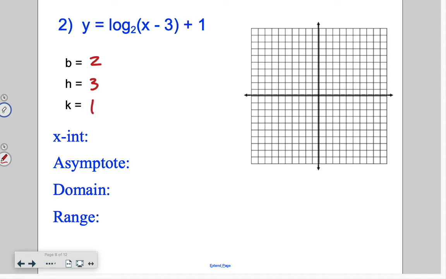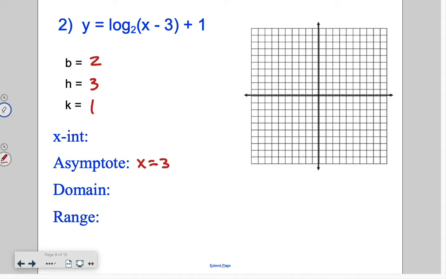Right away, even before I go to the graph, I'm going to identify the asymptote. Normally it's at x equals 0, but we shifted it 3 to the right. So now it's at x equals 3. Once again, let's sketch in the graph, and then we'll come back and finish this other stuff once you see what the graph is looking like.